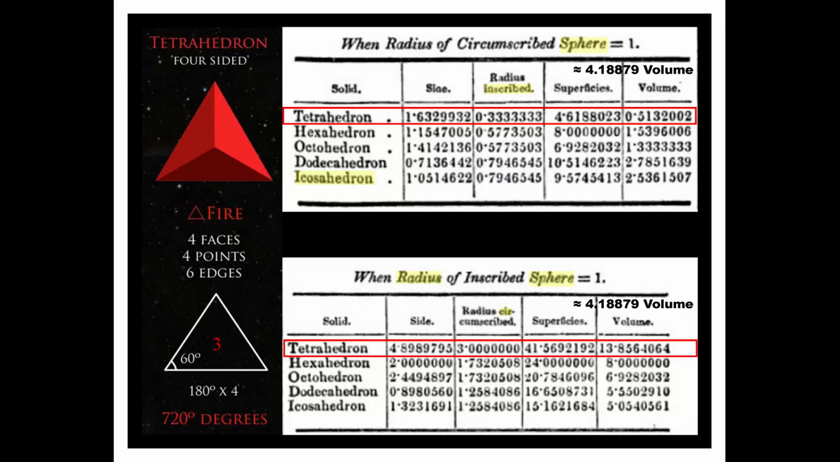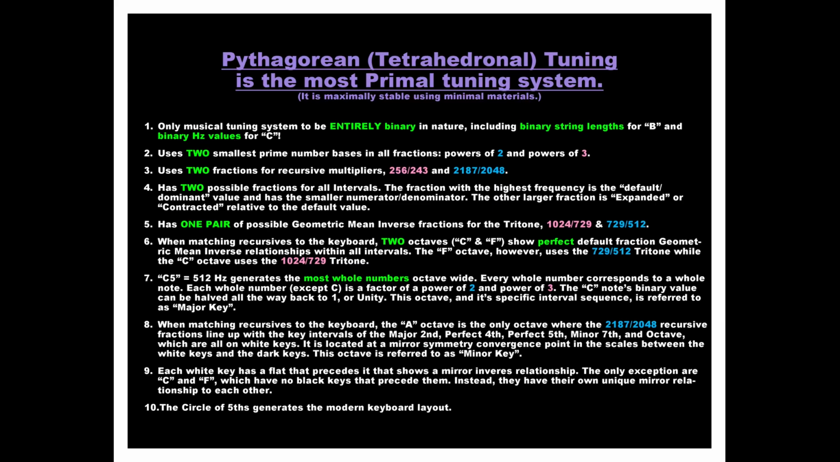So here's some information about the tetrahedron if you're interested. Pythagorean tuning, which I submit should be rebranded as tetrahedronal tuning, is the most primal tuning system possible, in that it is maximally stable using minimal materials. It is the only musical tuning system to be entirely binary in nature, including actual binary values for C. It uses the 2 smallest prime numbers as the basis of all fractions: powers of 2 and powers of 3.